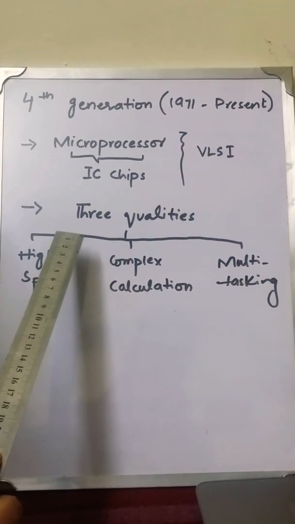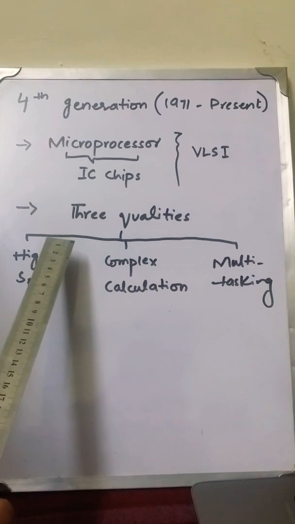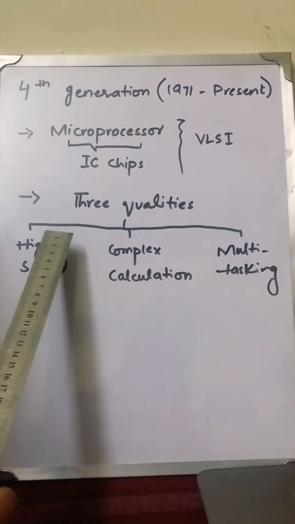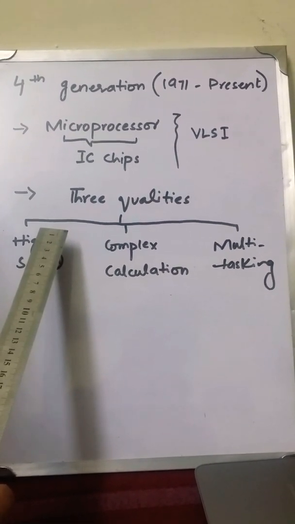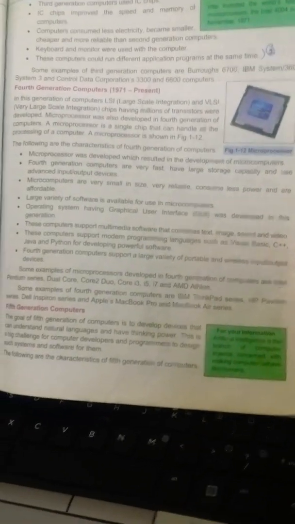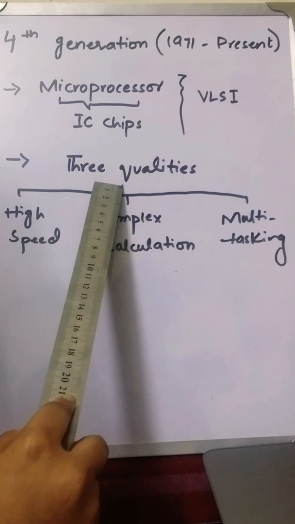Here the most important and most interesting fact is that the microprocessor's foundation is in Silicon Valley. It is a place in America where many of these kinds of chips were made in 1972, and they are still being produced at Silicon Valley. And you know what? The microprocessor comprises three qualities and characteristics. Here I have mentioned these three qualities.